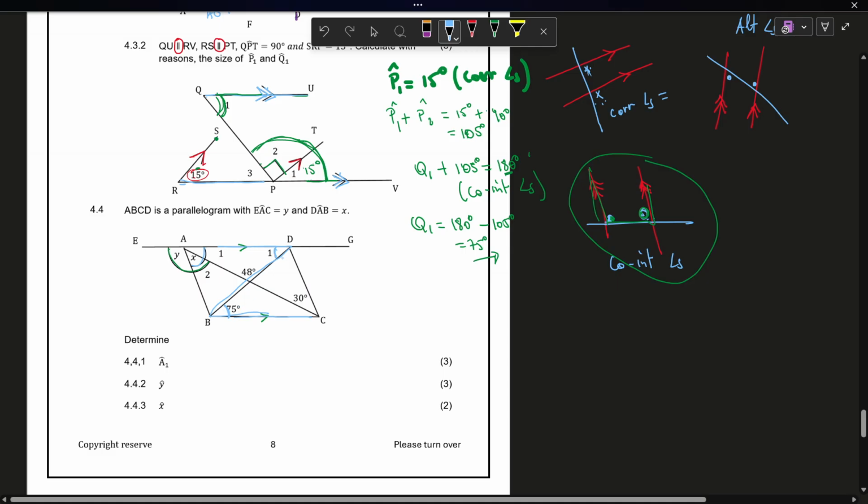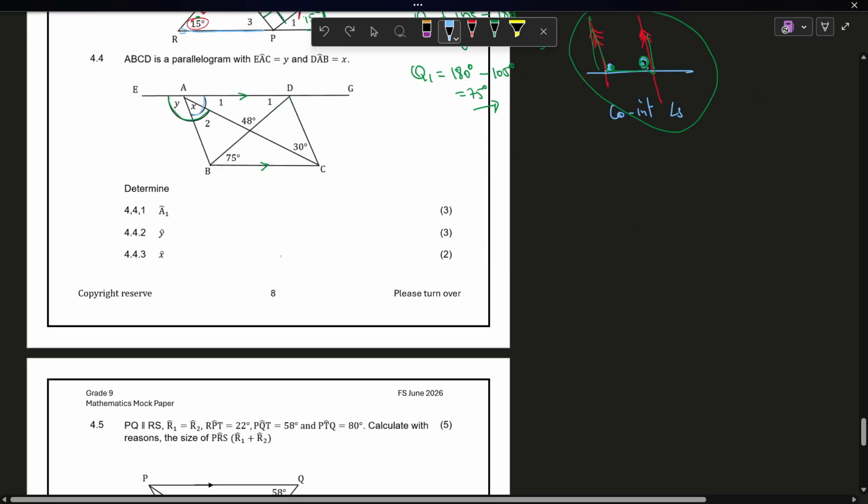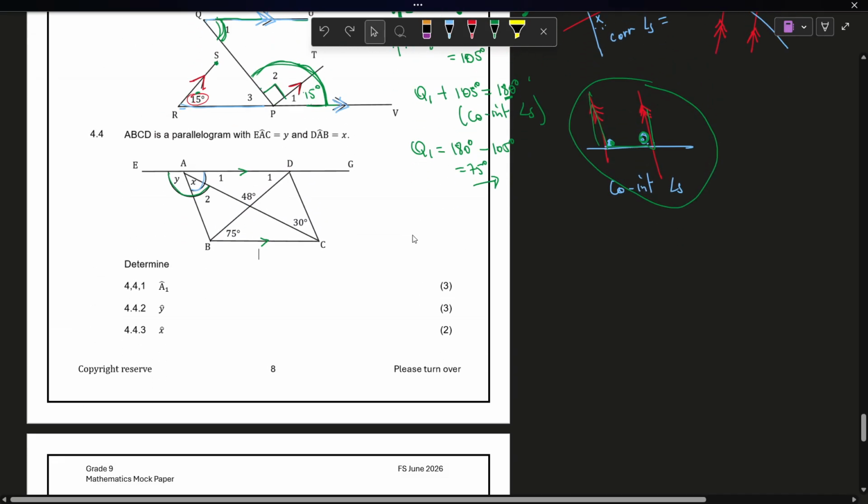Let me just remove it so that we don't make the drawing dirty. So that means D1 equals also 75 degrees. Let me just write 75 degrees right here. And what is the reason? Alternate angles, right? I drew it for you.